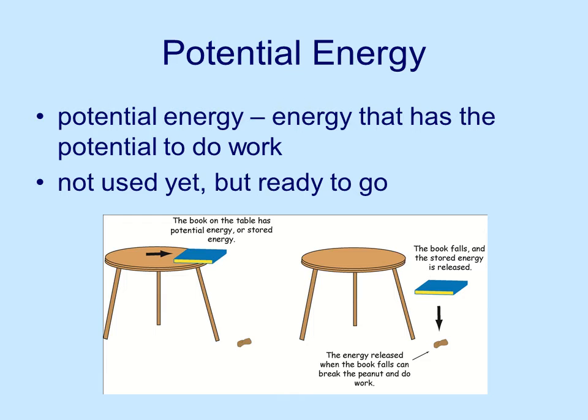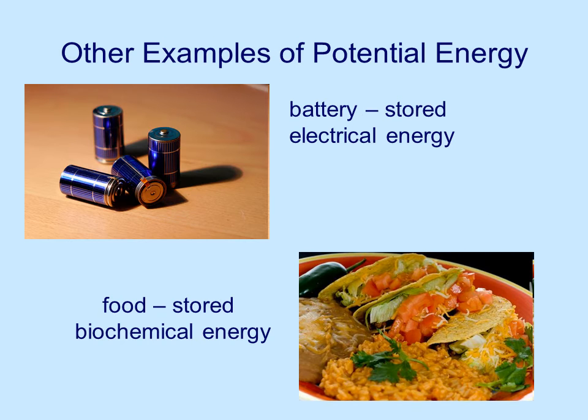So that energy has to be released. As long as it's on the table, it's not released, and it's just waiting to be used. Other examples of potential energy: a battery is stored electrical energy. The chemical processes are in the battery, ready to go, but the energy is not released. The electrons cannot flow until there is a circuit for them to flow through. So it's just sitting there waiting for something to happen.